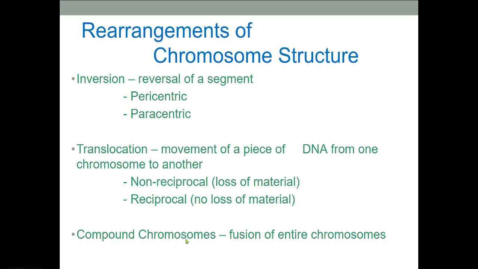And in some cases, we can see compound chromosomes where entire chromosomes get fused together. And this is usually pretty bad. So we end up with two centromeres. And again, those normal processes of mitosis and meiosis are challenging.